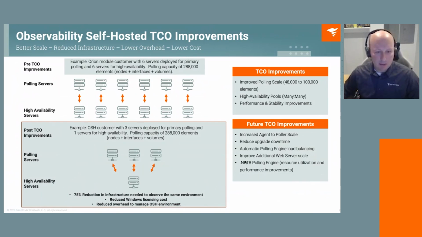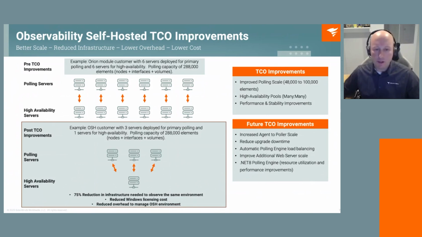So this top level diagram: if I were a customer and I had a fairly large amount of elements, just shy of 300,000, traditionally we would require you to have 6 polling engines to cover that particular load. And then if you also wanted high availability, it was a 1-to-1 ratio. So you would have had 6 additional HA servers to cover that, and that's 12 total servers. You're still monitoring quite a bit of infrastructure, but that's also a pretty high administrative overhead in all these different servers. You have Windows licensing costs.